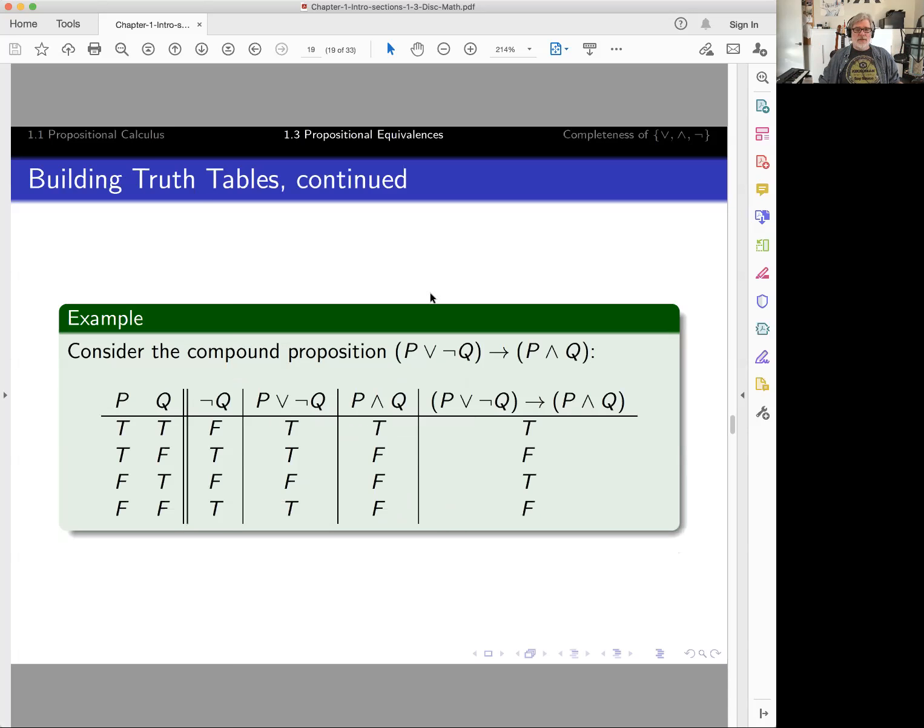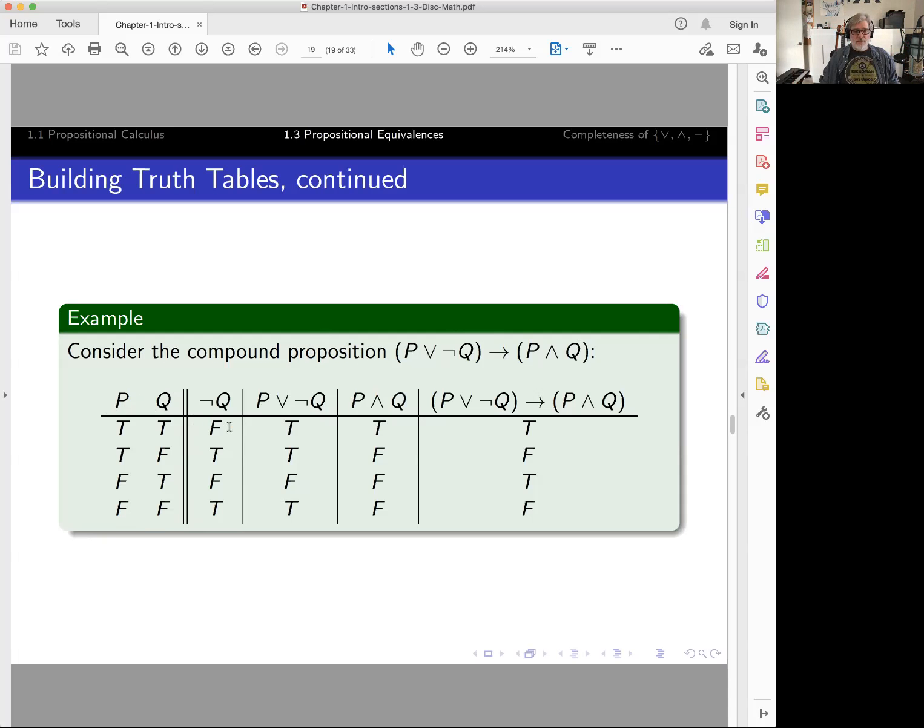All right. How about this one? Here's a more complicated compound proposition: P or not Q, all that implies P and Q. So I want to know what the truth table of this thing is. The truth table is a combination of all possible values for P and Q and the resulting value for the compound proposition. So I write my 4 possibilities for P and Q. There are 2 variables involved, so that's 4 rows.